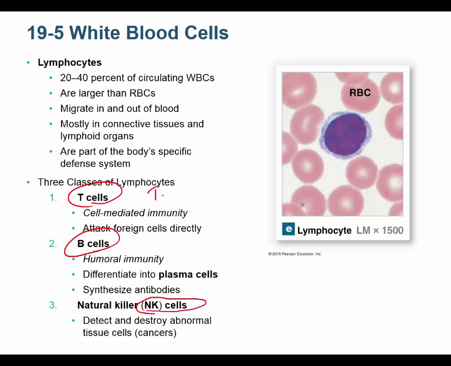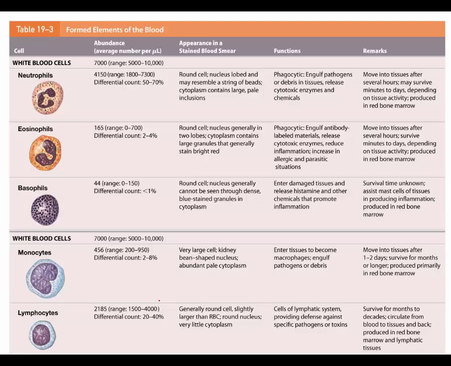T cells have T cytotoxic cells, which kill directly. B cells make antibodies. So they don't kill directly, they make antibodies. And the antibodies don't even kill directly. They do something that we call activate complement, which kills directly. So that's what the lymphocytes do.